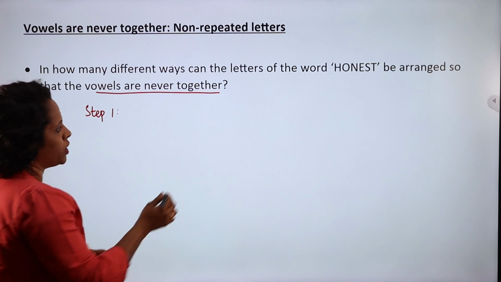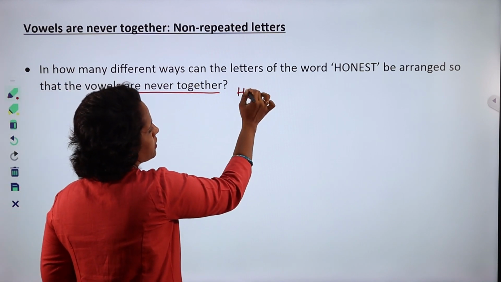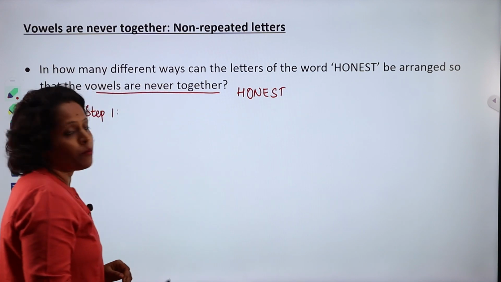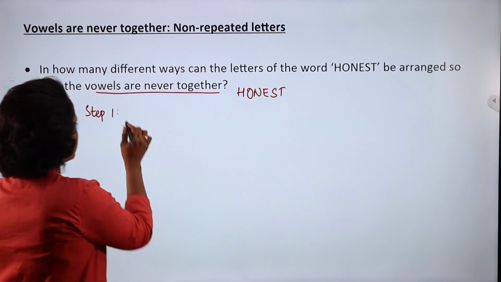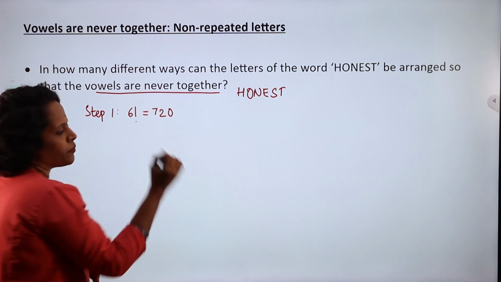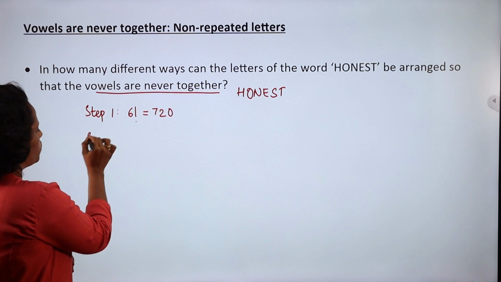Total number of words that can be formed using the letters of the word honest. How many letters are there? 1, 2, 3, 4, 5, 6. 6 factorial, which is 720. Next, step 2.